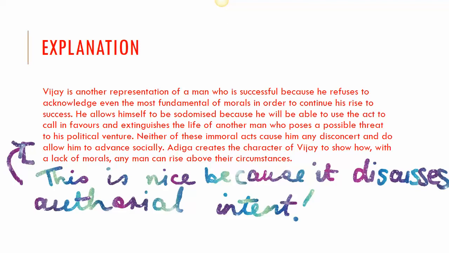Now I'm going to do an explanation for it. So Vijay is another representation of a man who is successful because he refuses to acknowledge even the most fundamental of morals in order to continue to rise to success.